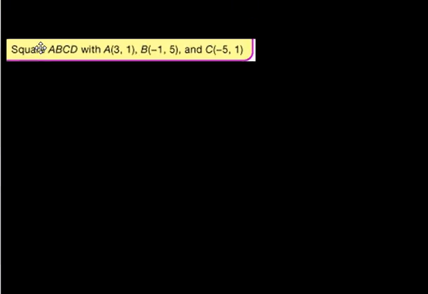In this next example, you'll be given some coordinates. Plus, you're going to be told that it's a square. But you're going to have to find the coordinates of a missing vertex here. So let's graph this and see if we can find out the coordinates of that missing vertex.